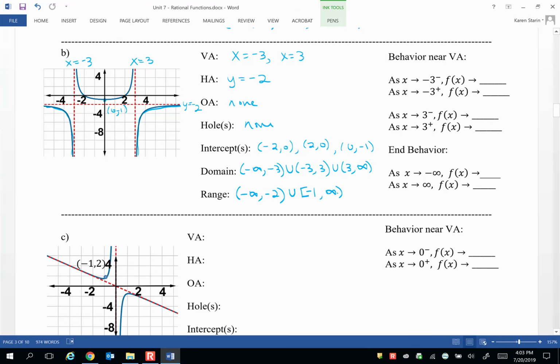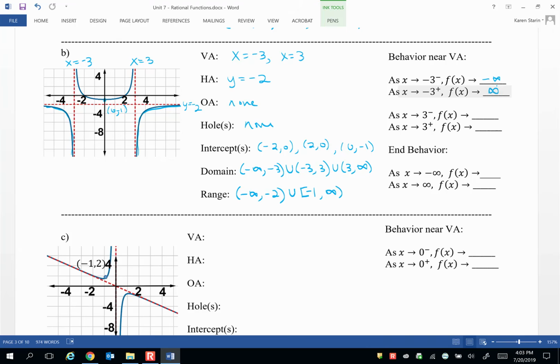Now let's write all of the behavior near the vertical asymptotes and the end behavior. So we'll go through this a little quicker now. As x approaches negative 3 from the left, y is approaching negative infinity. So we say f of x approaches negative infinity. As x approaches negative 3 from the right, f of x is approaching positive infinity. So look at the graph to confirm that that makes sense to you.